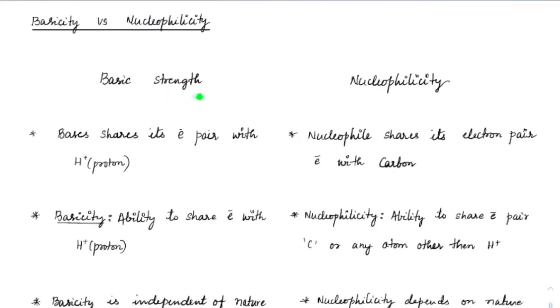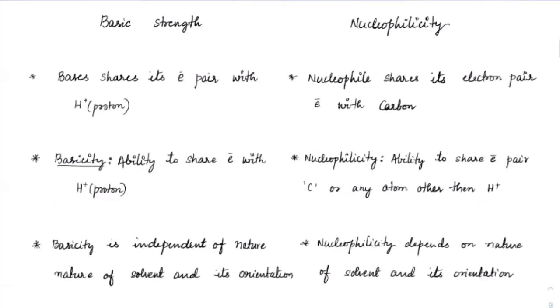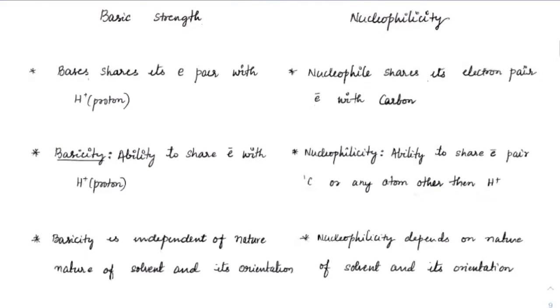So we discussed what is basic strength and what is nucleophilicity, or what we call basicity and nucleophilicity. See the differences. Bases will always share electrons with protons, while nucleophiles will share their electron pair with carbon or any other atom, but that should be other than hydrogen. While basicity is the ability to share electrons with H plus, nucleophilicity is the ability to share electrons with carbon or any other atom than H plus.